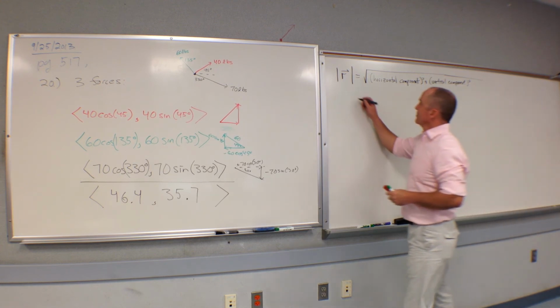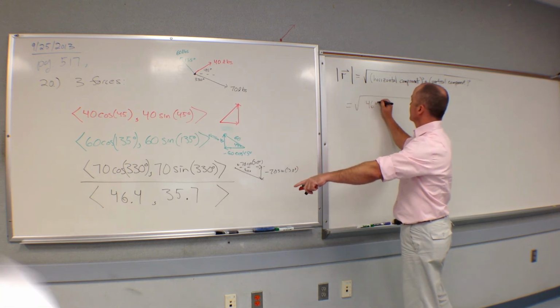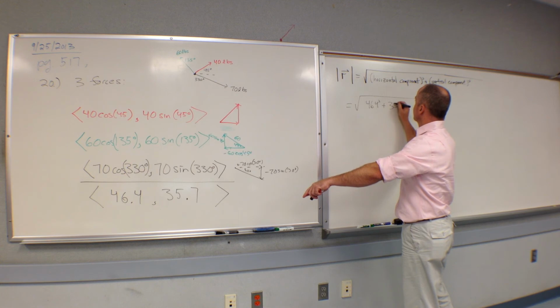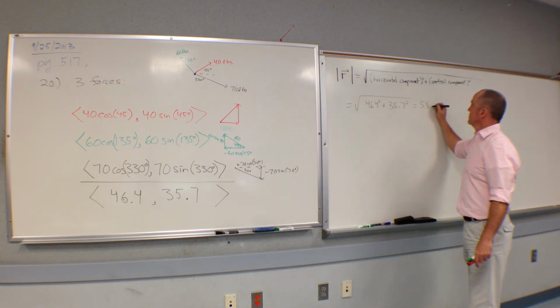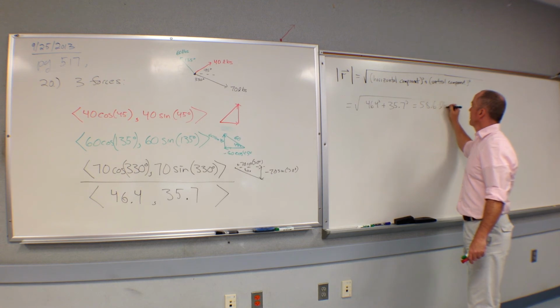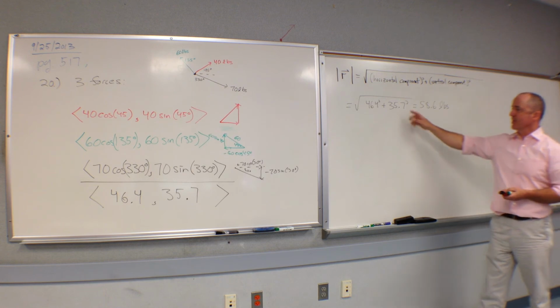Okay. So this should be the square root of, if that's correct, 46.4 squared plus 35.7 squared. And what are you getting? 58.6. That seems reasonable to me. I put all the digits in there, so I counted it right. It's probably different than what you'll get if you just plug this in.